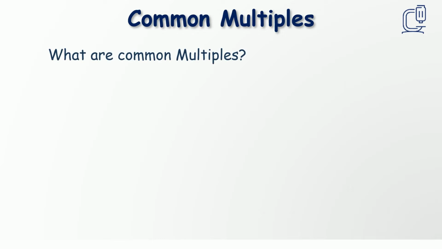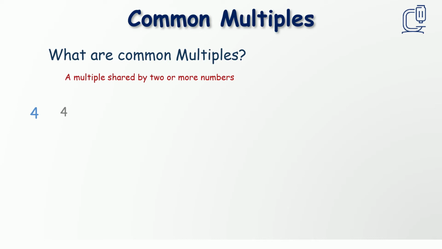Let's discuss common multiples. What are they? Common multiples are a multiple shared by 2 or more numbers. To help explain this, let's take an example of the number 4 and the number 6. Let's take a look at number 4 first. To find multiples of 4, we take 4 times a non-zero whole number like 1. So take 4 times 1, which gives us 4. So 4 is a multiple of 4.